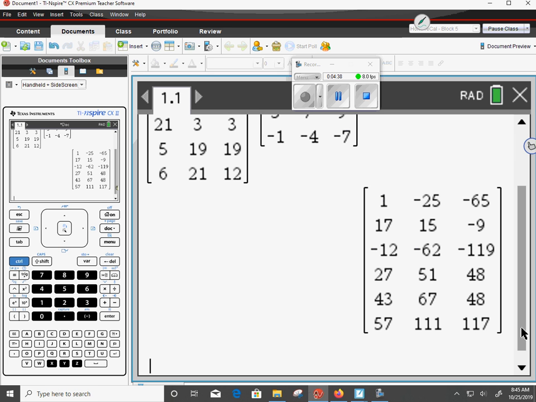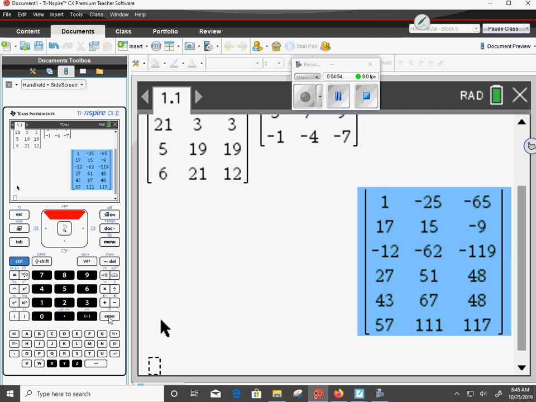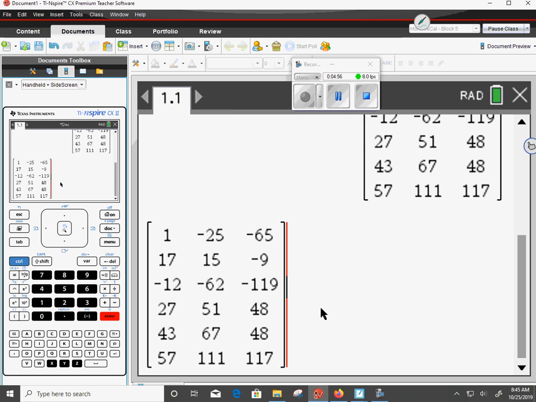To decode it, in other words, to get these numbers back to numbers between 0 and 26, you're going to take this matrix and multiply it by the inverse of the matrix that you just used. So on your calculator, you're just going to go up and grab that matrix. Of course, you won't have it in your calculator already. You'll have to type it in your calculator. And you're going to hit times.